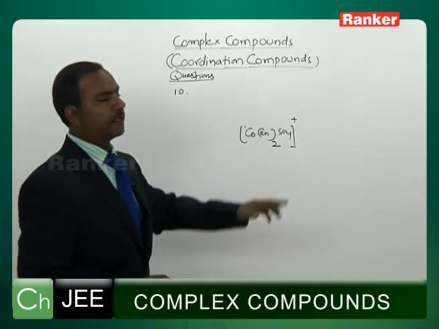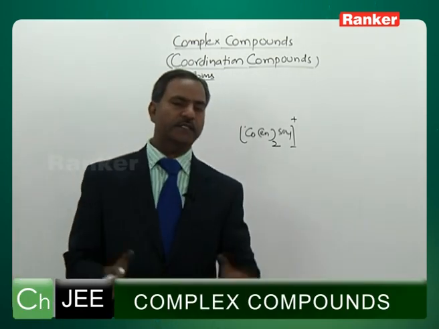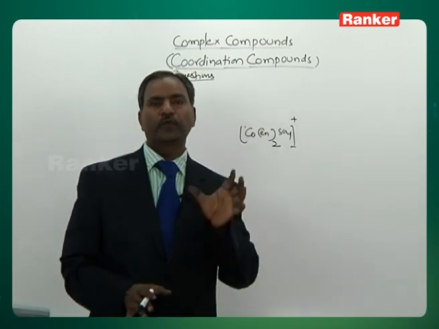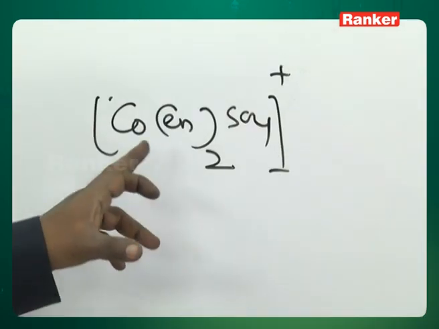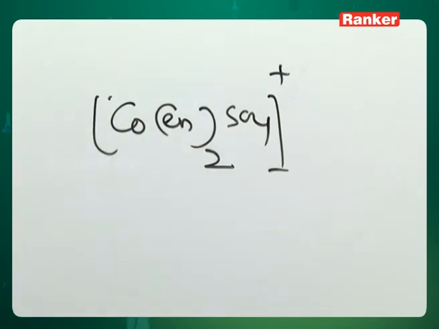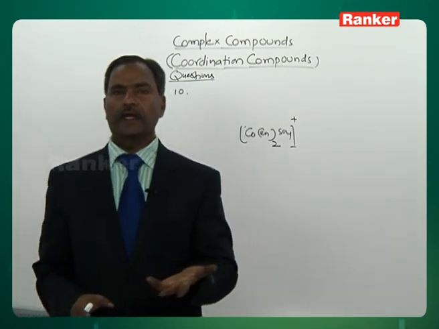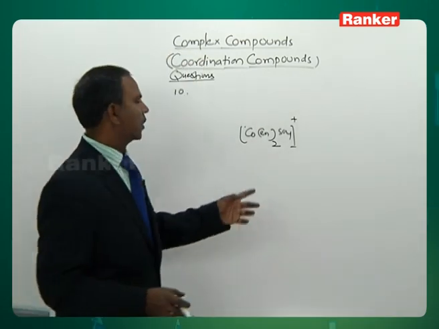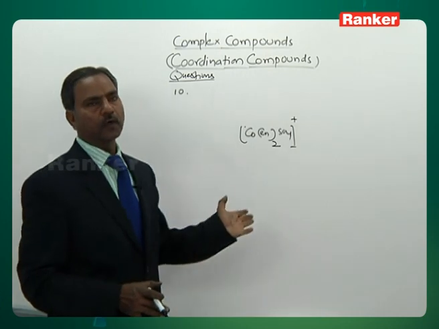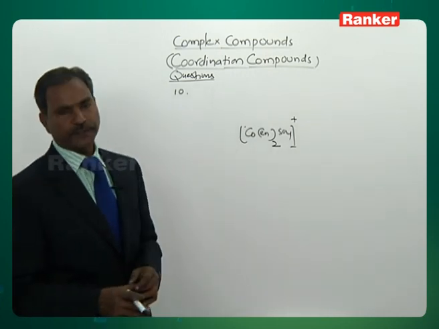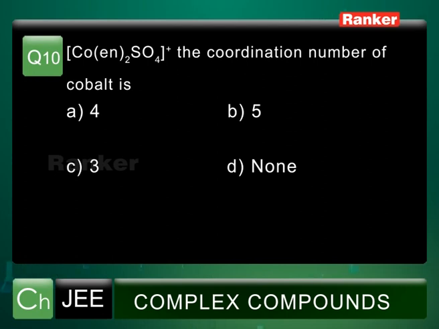Yes. En is bidentate. 2 bidentates are there. 2 bidentates means 4 donor atoms. These 2 ligands are forming 4 bonds with the cobalt. Coming to the sulfate ligand, this is generally bidentate. Therefore, it is forming 2 bonds. The total number of bonds around the cobalt comes to be 6. Option A is 4, B is 5, C is 3, and D is none. Actually, the coordination number of this complex is 6. Therefore, the answer is D, none.